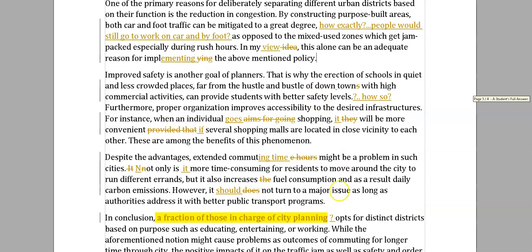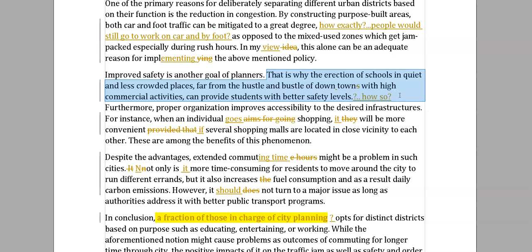Anyway, and the second one here. Okay, and you've got this one here about the schools. All right. So if you put schools in quiet and less crowded places, better safety levels. Well, how so? How do you define that? What do you mean by safety? So it's like, okay, but what does that mean? How exactly does that provide them with better safety levels?